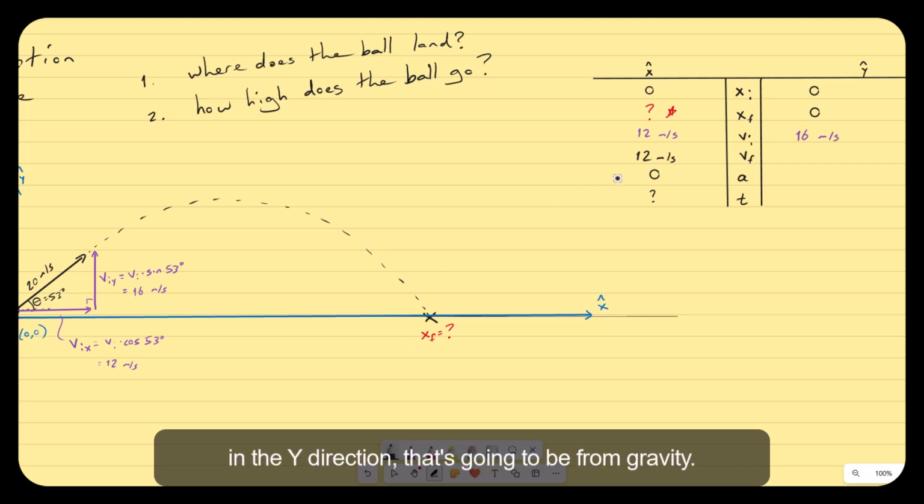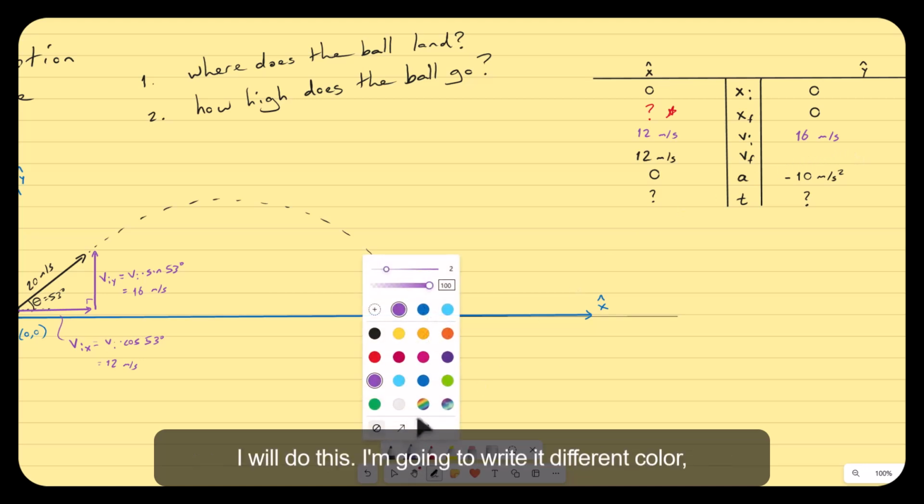My acceleration in the y direction, that's going to be from gravity. There's my negative 10 meters per second squared. I still don't know the time. My v final. Now, because I am going up and then coming down and landing at the same height, I know that my v final is going to end up being negative 16 meters per second. For right now, I will do this.